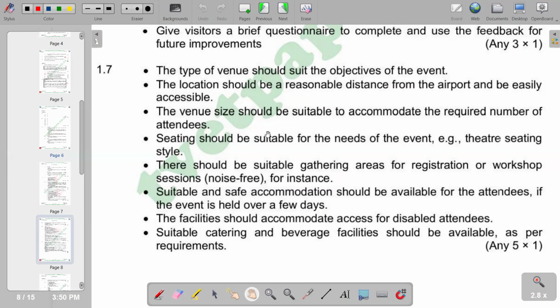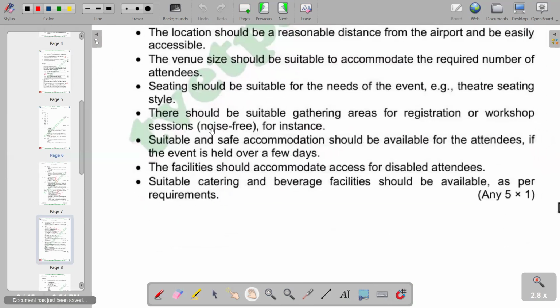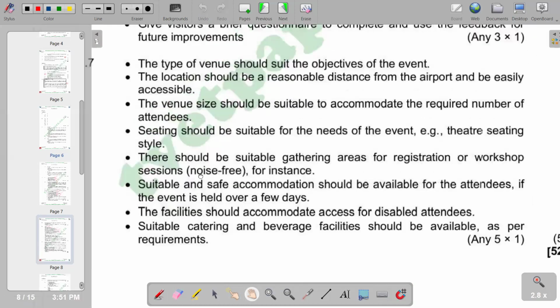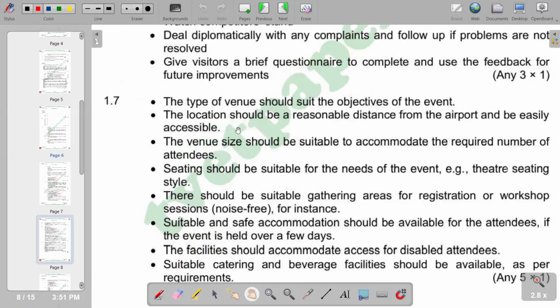And number 3, the venue size should be suitable to accommodate the required number of attendees. Then seating should be suitable for the needs of the event, for example, theater seating style, and there should be suitable gathering areas for registration or workshop sessions, and noise free, for instance. So these are some of the points we can include in part 1.7. This is the last part of our question 1, so this is all we have within the context of this video.